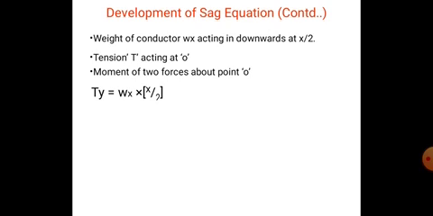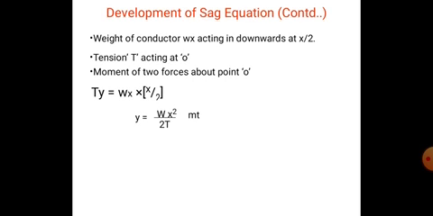Then the two forces acting on the portion OP are the tension T acting at O, and the weight of the conductor OP, Wx, acting downward at x by 2 from the point O. So equating the moments of the two forces at point P, the moment of the tension in the vertical plane is T into y, which is equal to the weight Wx into the distance x by 2.